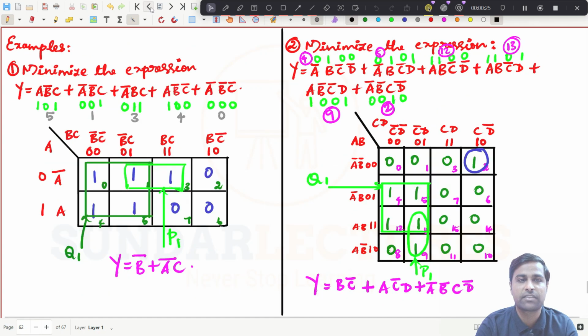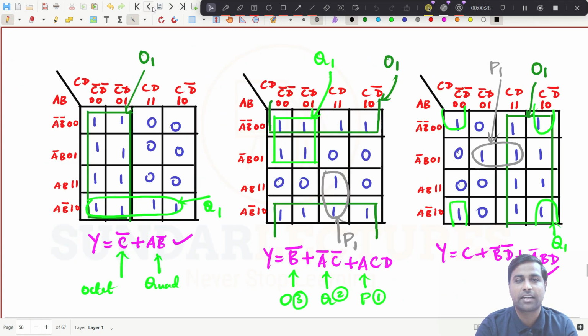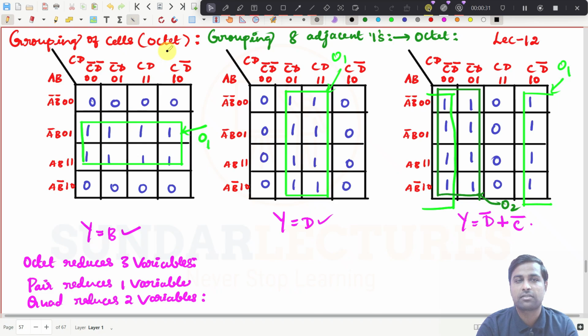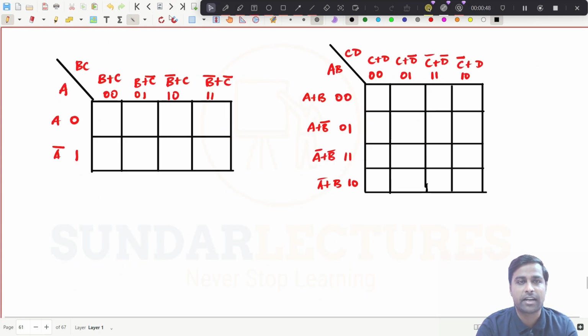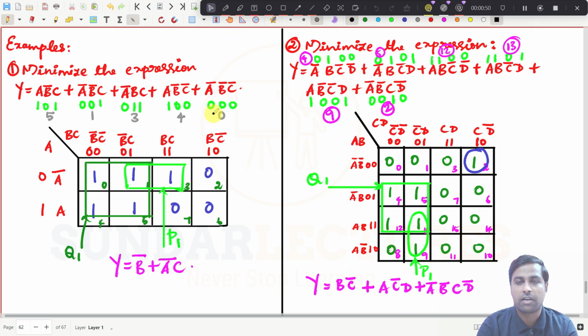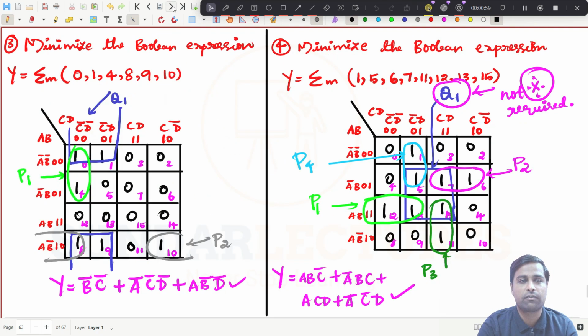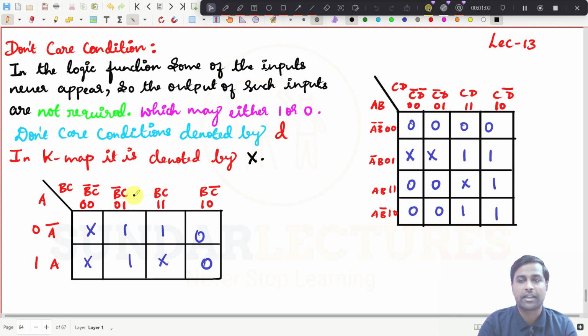So what are all the topics we have seen in the previous class? We started with the adjacency and grouping of cells, eight adjacent ones to each other. We took some examples and simplified the equations, right? Then straight away we went to the minimization of Boolean functions using Karnaugh map. We are seeing sum of products, not product of sums, right? We simplified problems 1, 2, 3 and then 4, 5, and in today's class we will also take the don't care conditions, right?